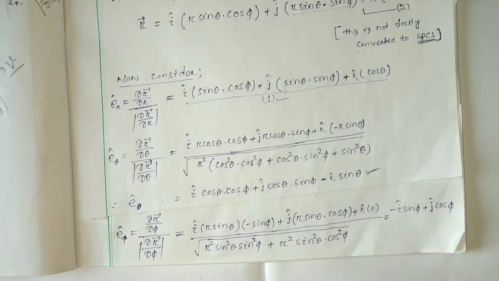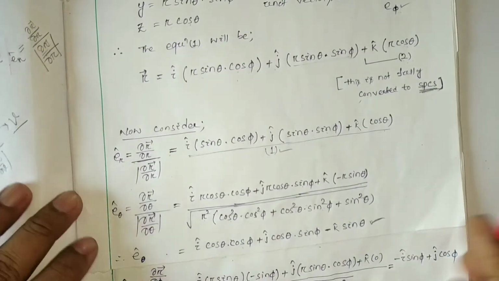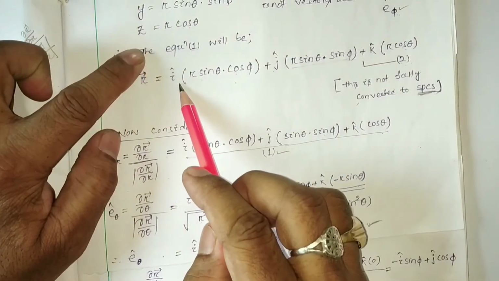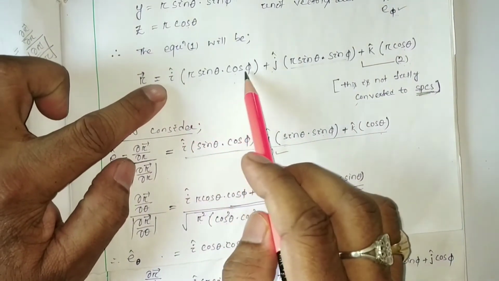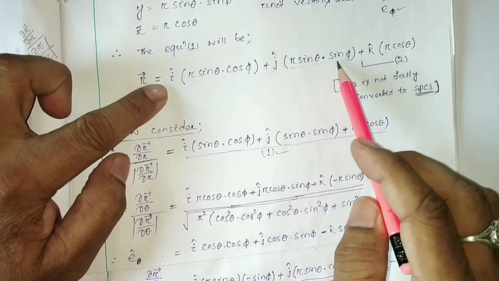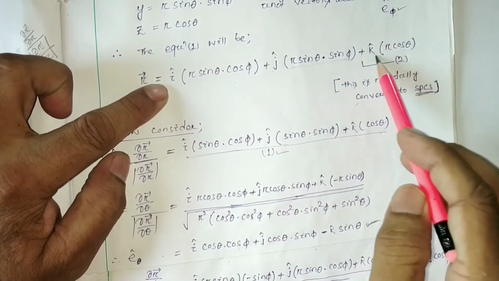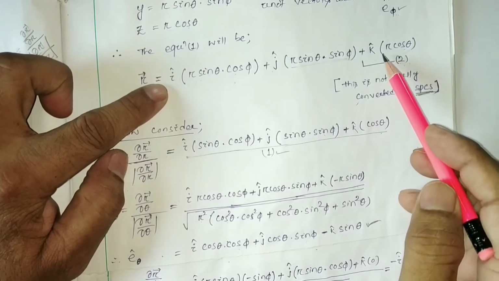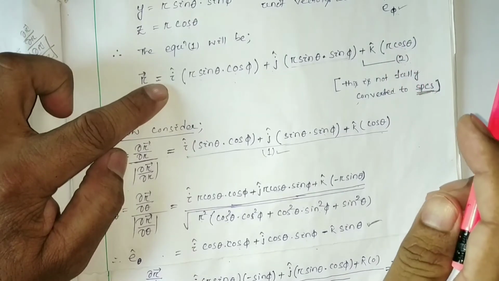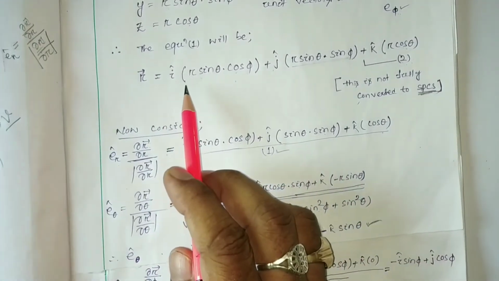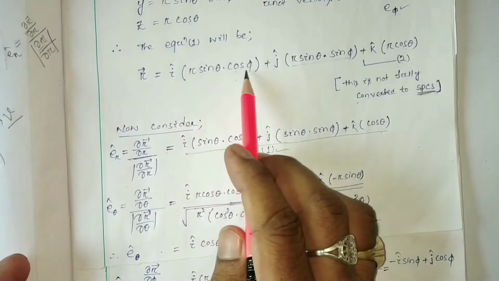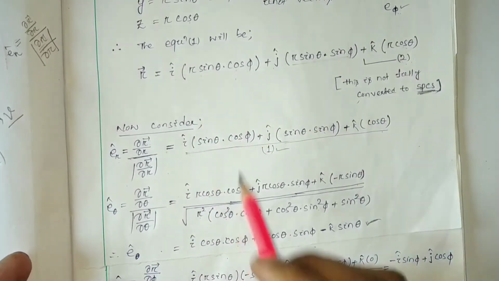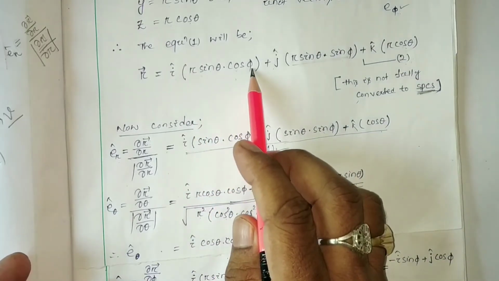So here you can see in equation number 2, we get cos phi and sin phi in this term, and in this term there is no phi. So the derivative with respect to phi for this component will be 0. Okay, so the derivative with respect to phi for this term, cos phi gives sin phi.